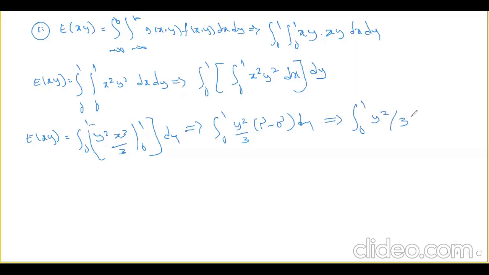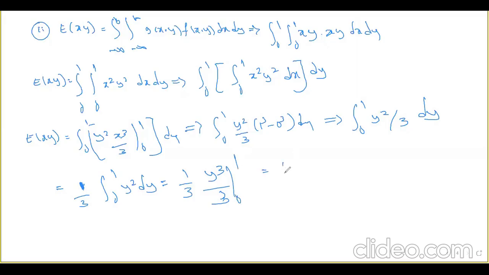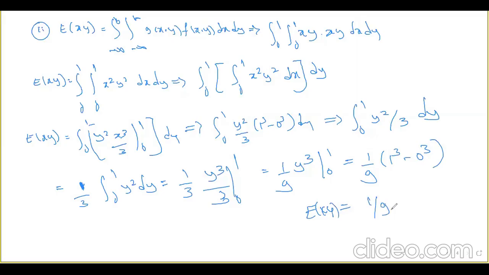y square by 3 dy. So 1 by 3 I will take outside. Next, integration 0 to 1 y square dy. So 1 by 3 y cube by 3, 0 to 1. So this is 1 by 9 y cube 0 to 1. So now 1 by 9 into 1 cube minus 0 cube. So expected value of xy will be 1 by 9 into 1 minus 0, that will be 1 by 9.